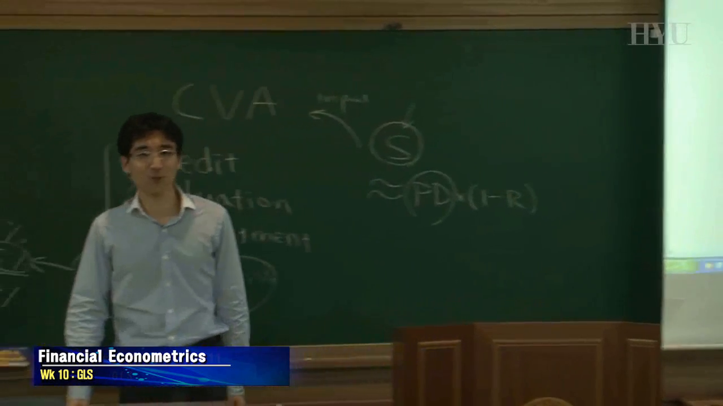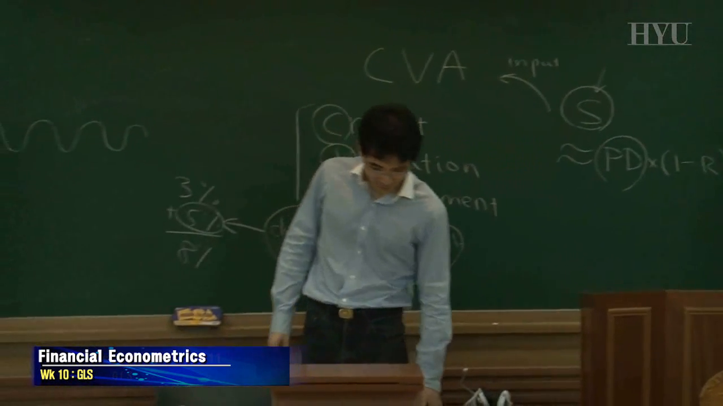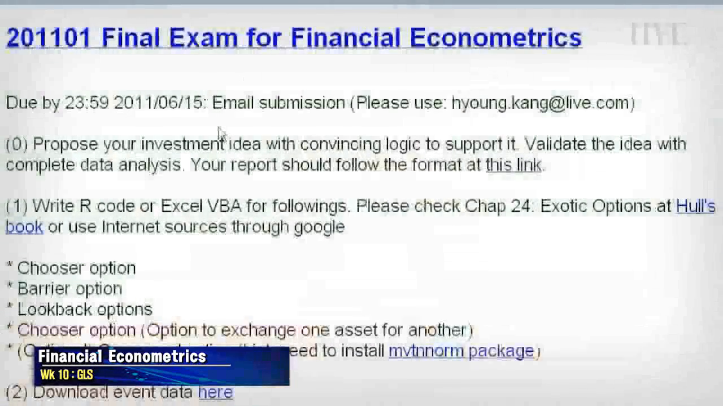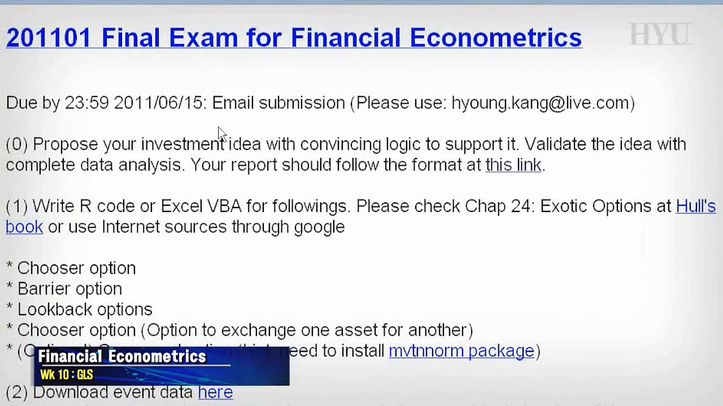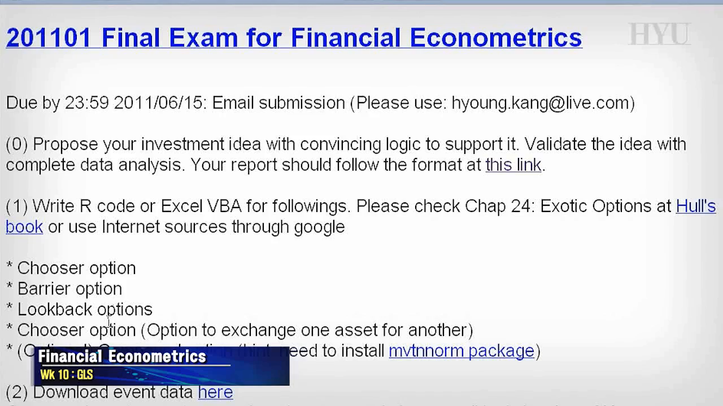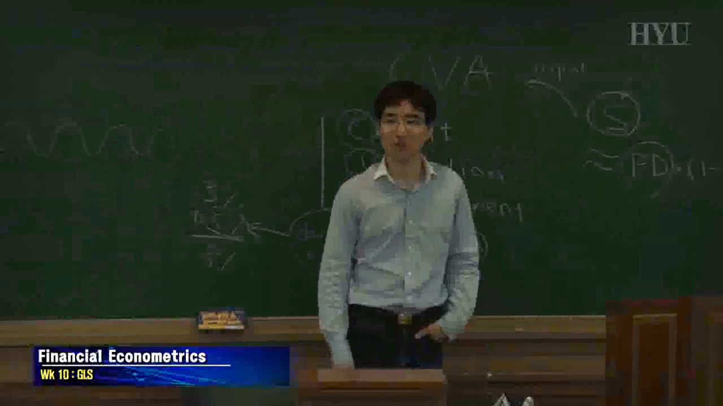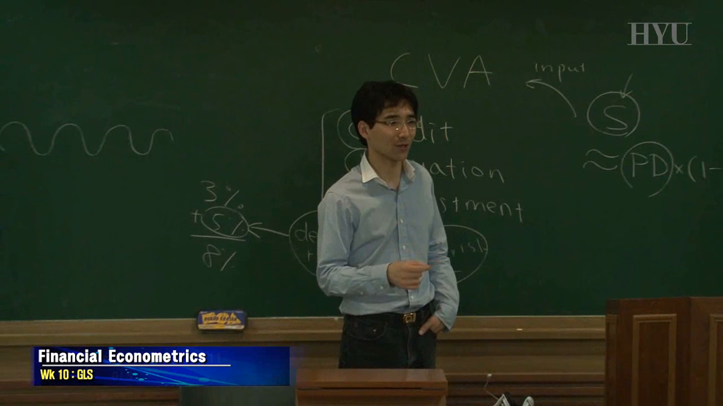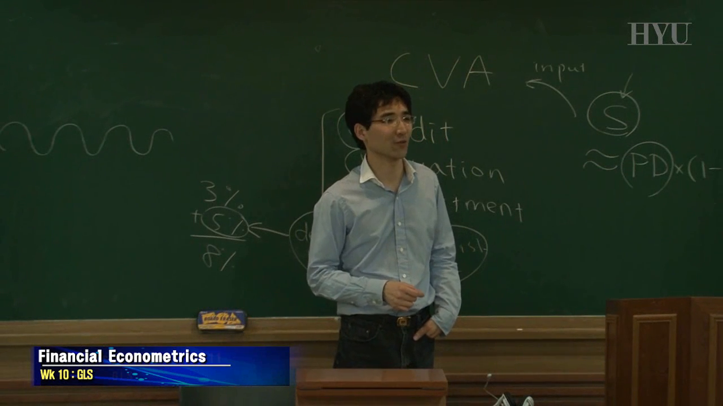So this is question number 1 of your final exam. Actually, question number 0. Now question number 1 is to write R code. Basically you have to check Hull's book, chapter 12.4. There are formulas for the chooser option, barrier option, and lookback option. In the book there is a formula. All you have to do is implement that formula in R. That shouldn't be difficult, right?